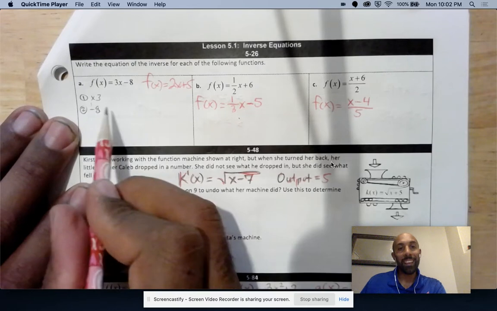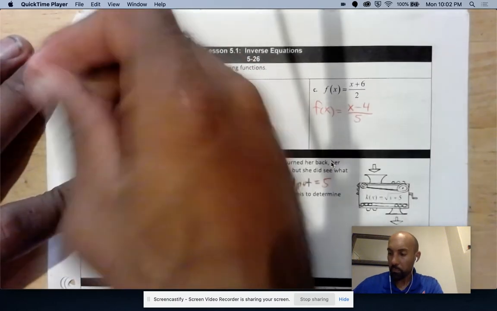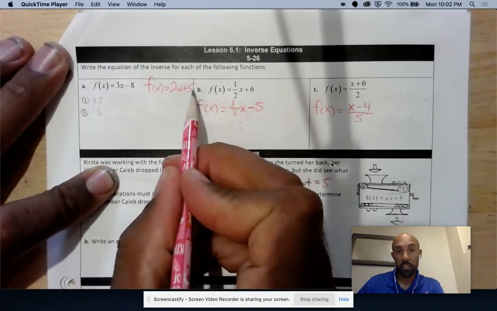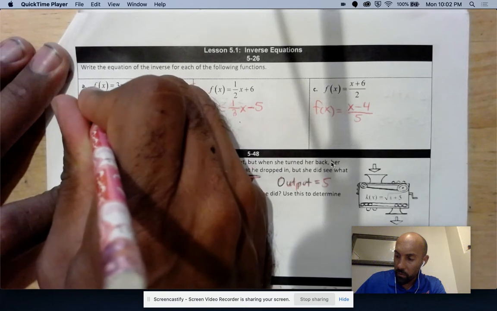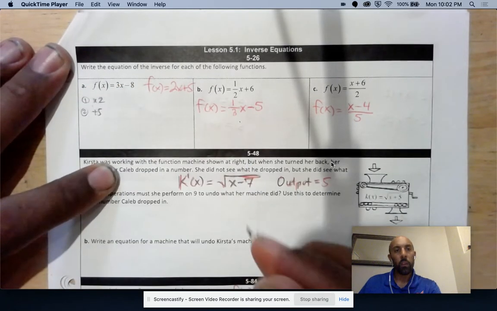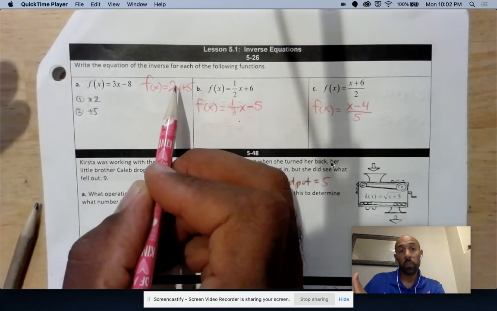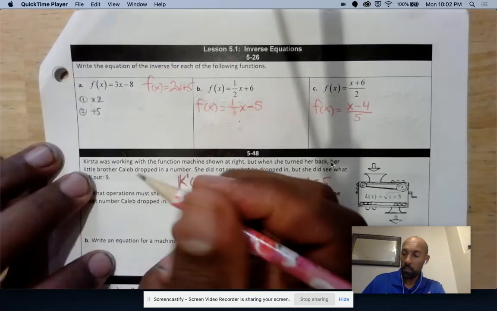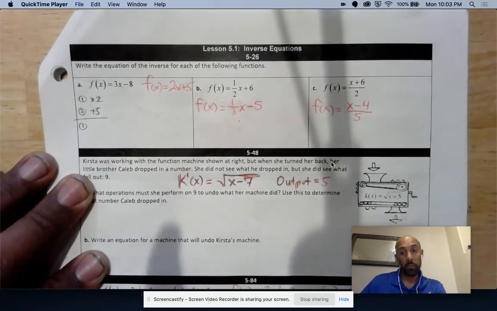So now to find the inverse function, I'm sorry, guys, I'm doing the wrong one. I'm actually paying attention to this one. So first I'd multiply 2, and then I'd add 5. So that's what you would do if you were just doing the original function. Now to find the inverse function, you do the reverse and opposite function of that.